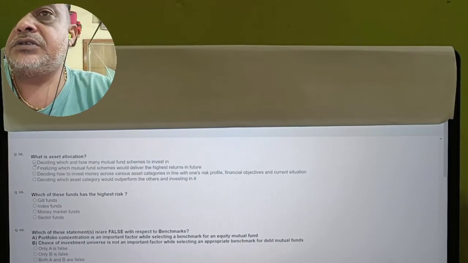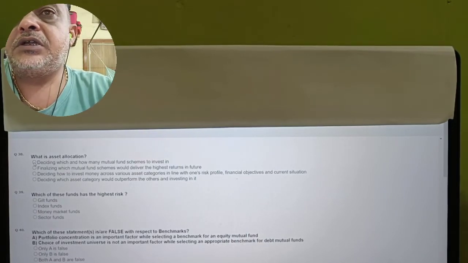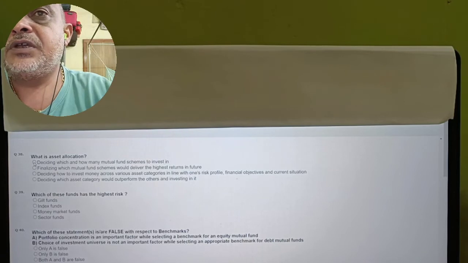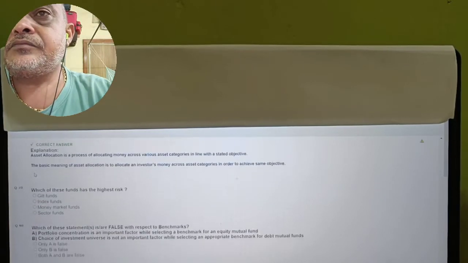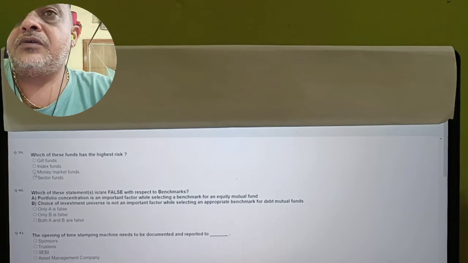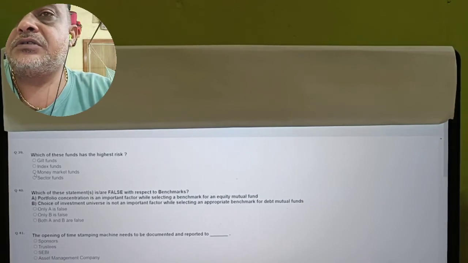What is asset allocation? Deciding how to invest money across various asset categories in line with one's risk profile, financial objective, and current situation. So C is right. Which of these funds has highest risk? Gilt, index, money market, sector fund.